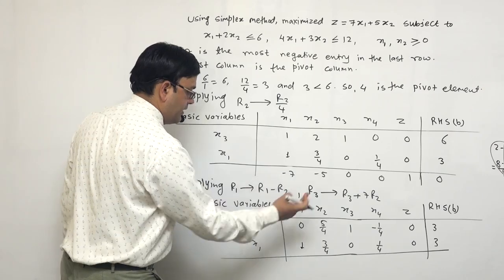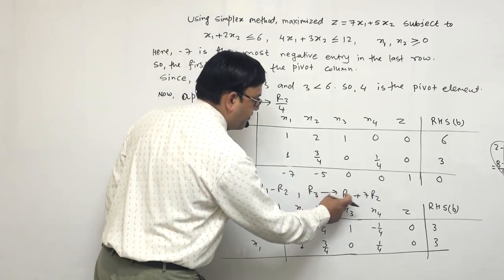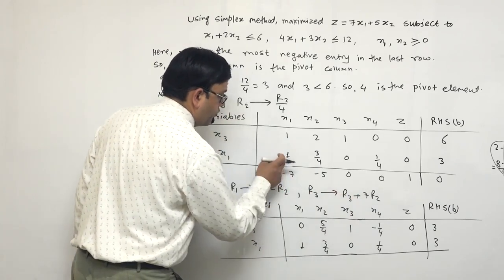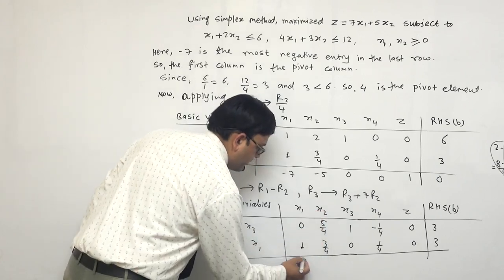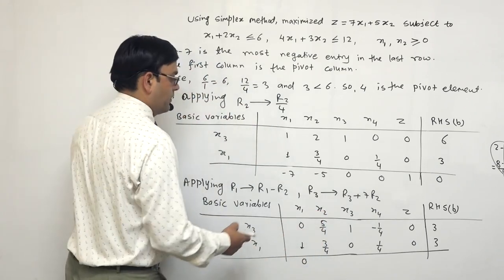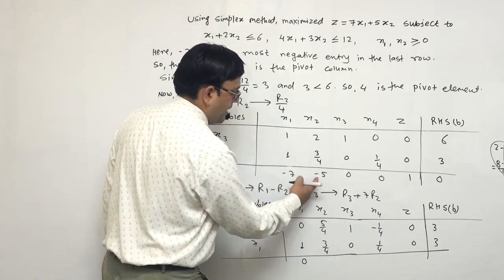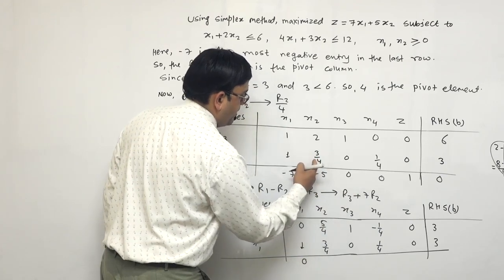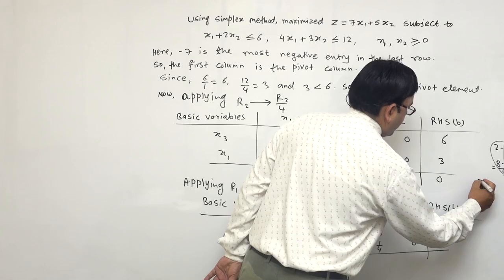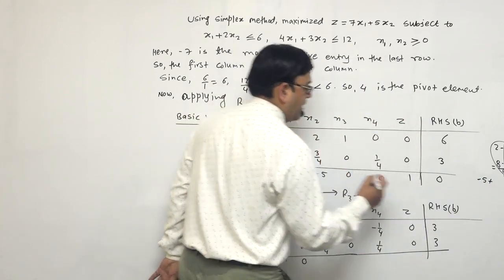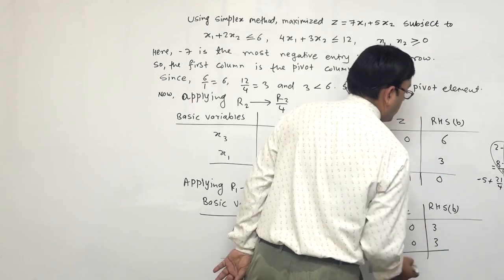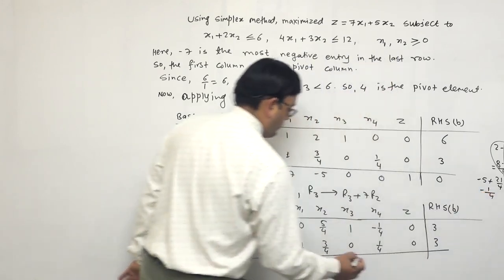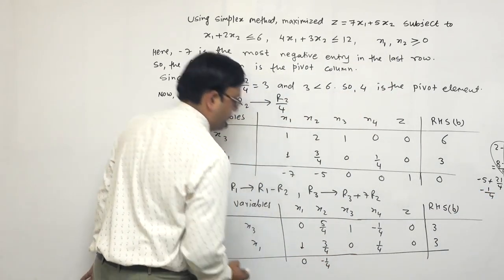Here minus 7. Here R3 changes into R3 plus 7R2. So minus 7 plus 7 times 1 is plus 7. So this one is 0. So 0, 1, 0 is here. Again here, this one is minus 5. Minus 5 plus 7 times 3 by 4 means minus 5 plus 7 times 3 is 21 by 4. So by taking LCM for 20 minus 21 means minus 1 by 4. So we can write minus 1 by 4.